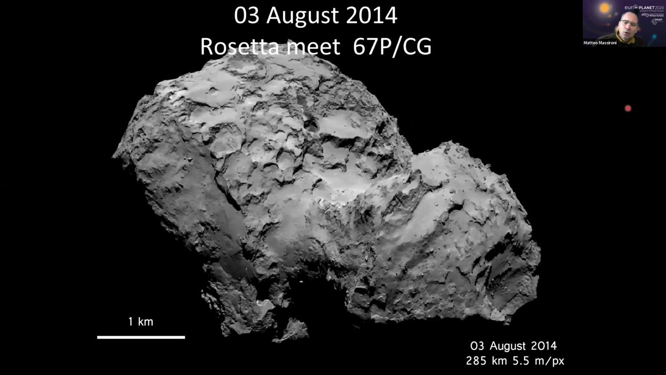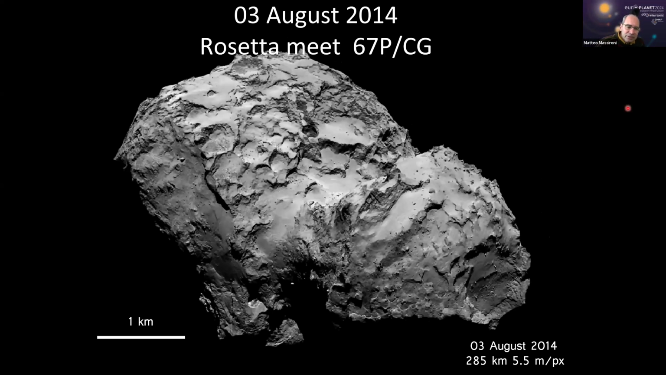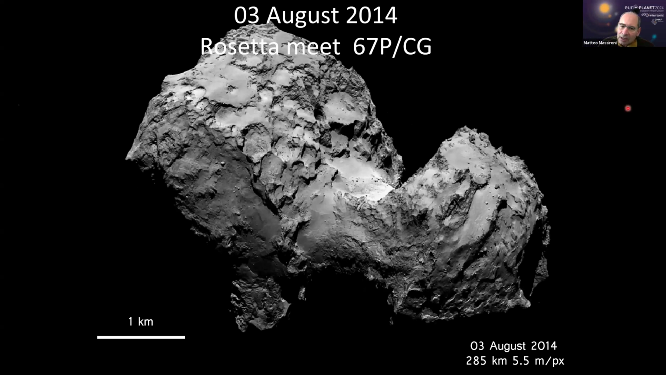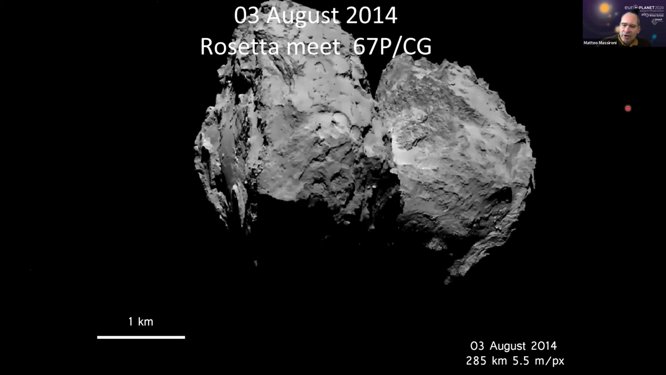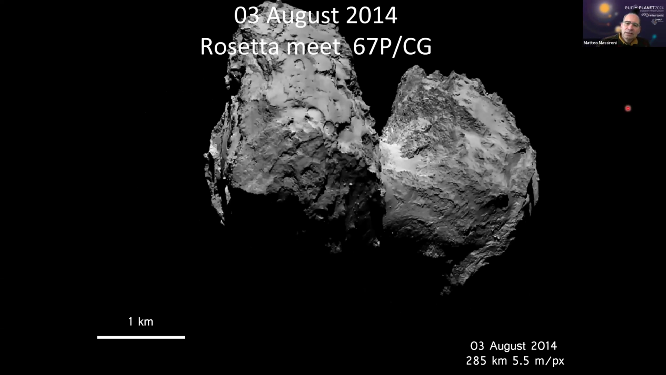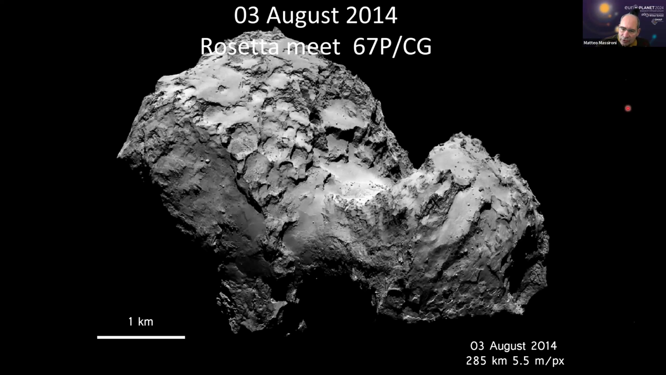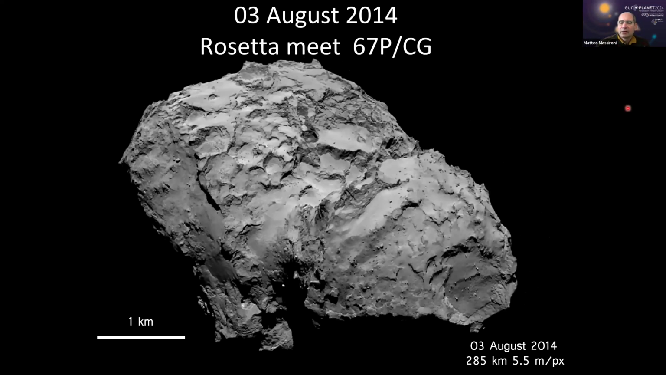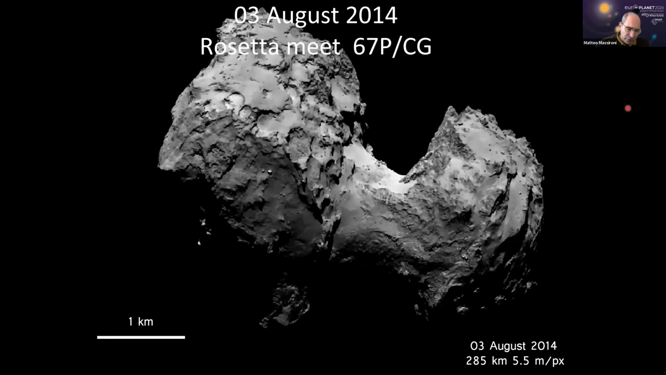But actually, all the features that you can see are sublimating features. And all the circular features that you see here are actually not impacts. They have no elevated rims, they are irregular, and we don't see impacts there because the sublimation is so strong that it delayed any impact there. Actually, we saw a very small impact only on Comet 67P during the entire mission.